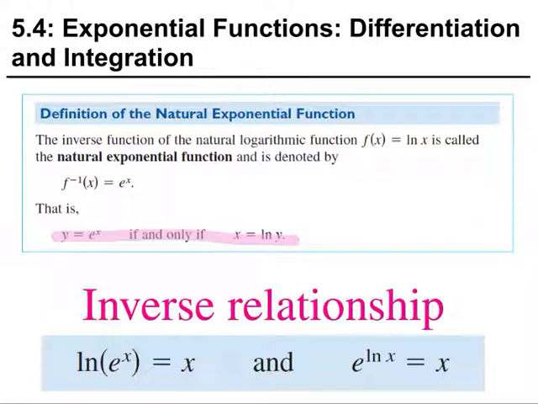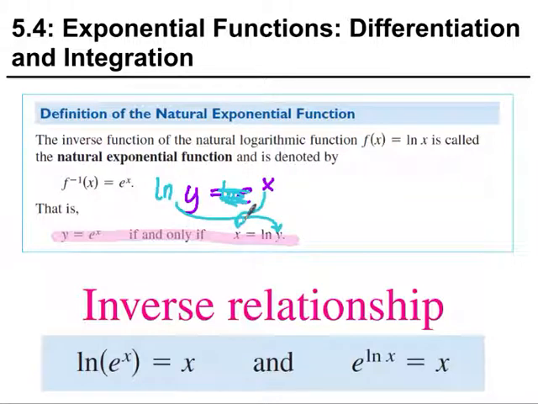And it's one of those things that you don't necessarily need to remember because you can derive it. If I start with y equals e to the x, I know that its inverse is natural log. So if I take the natural log of both sides, on the left I get natural log of y. On the right, natural log and e, since they're inverses, they cancel out, and that leaves me with the x. So it's something that you don't necessarily need to memorize.